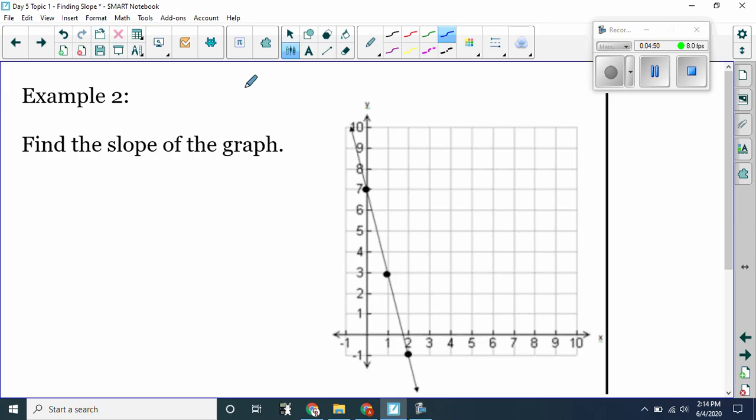I want you quickly to decide what the slope of this line is. You make a decision here. Count what your slope is.